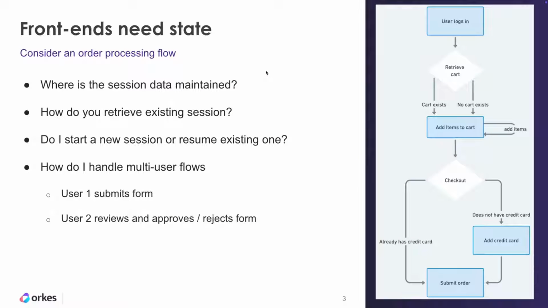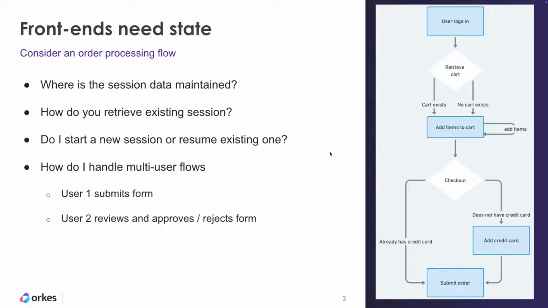Let's consider a simple processing flow, right? User logs in. Basically, you will have a cart, and you check whether the cart exists or it doesn't. After we create the cart, we add the items. And in the process of checkout, we basically check whether he has a credit card or not. We allow to add it, and the order is submitted, right?